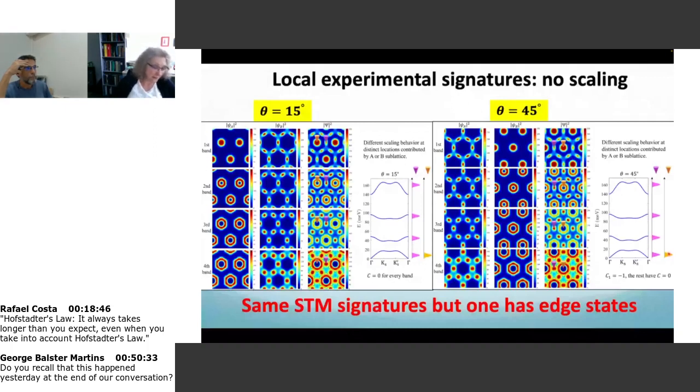The difference in STM signatures will be irrelevant. You will not be able to distinguish the topological regime or the not topological regime. In order to see this, you first need to break valley degeneracy and then make your sample finite.